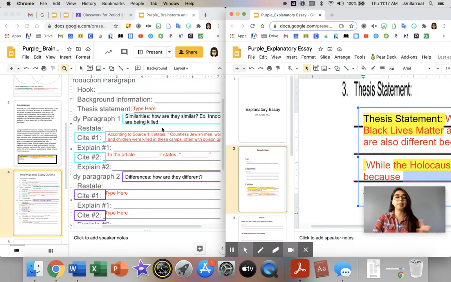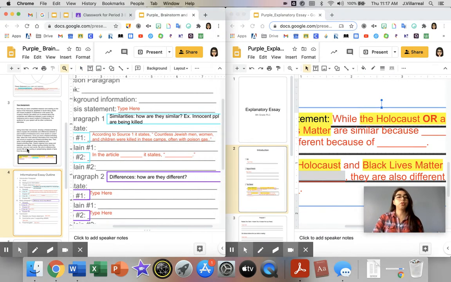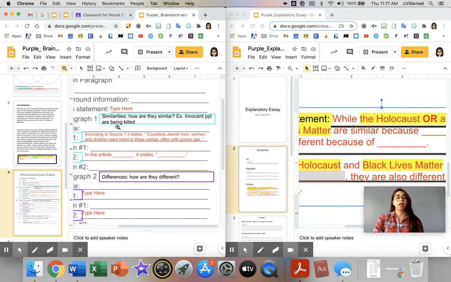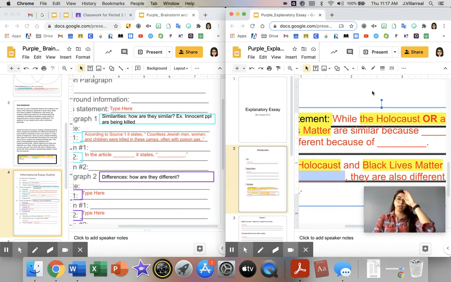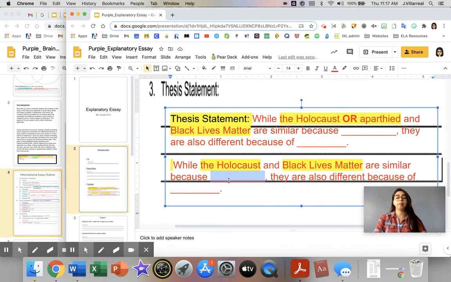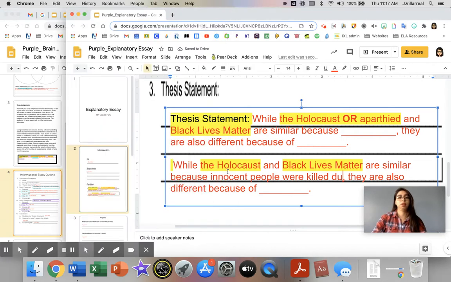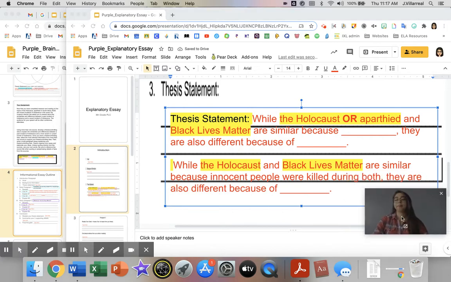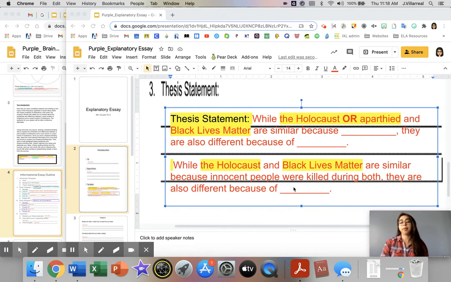I'm going to go ahead and split screen in between them, right? And in my brainstorm, the similarity that I talked about was that there were innocent people being killed, right? And that was something that was similar between the Holocaust and Black Lives Matter. So here, in my example thesis statement, I'm going to go ahead and put innocent people died or were killed during both. Okay. So that's my similarity, right? And then I'm going to have to come up with a difference.